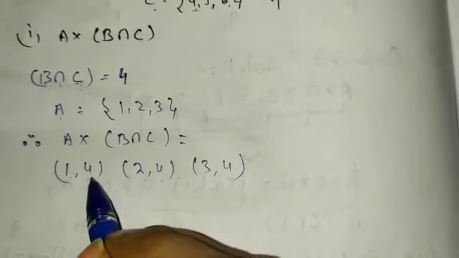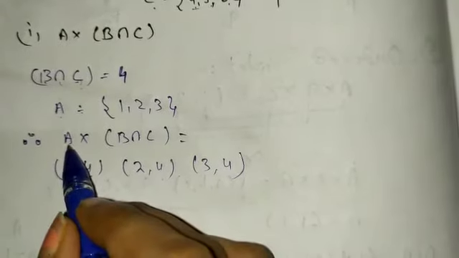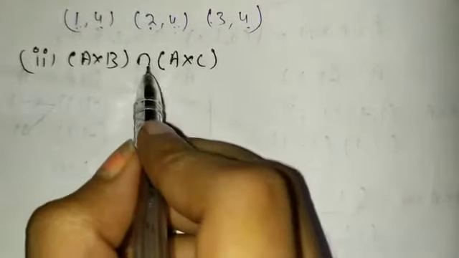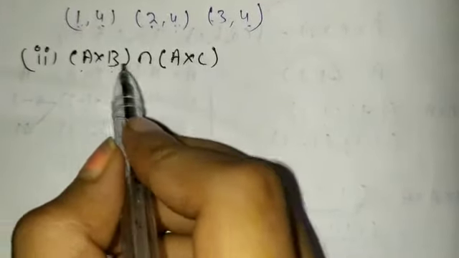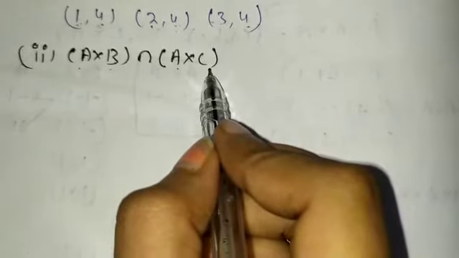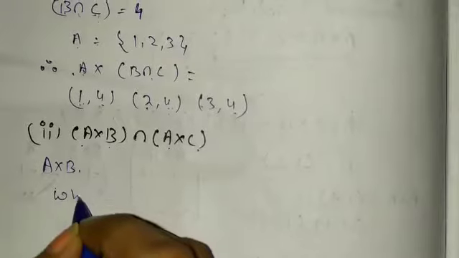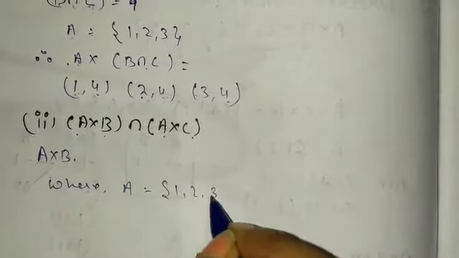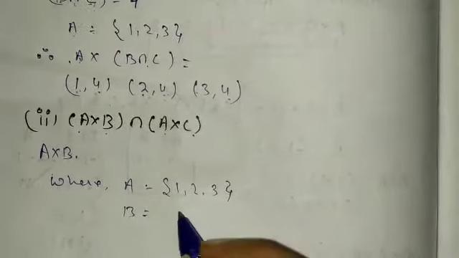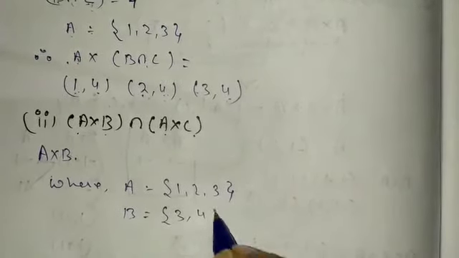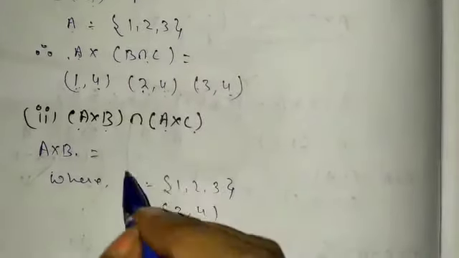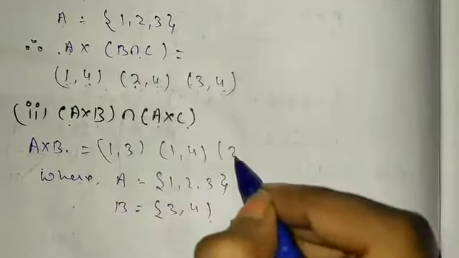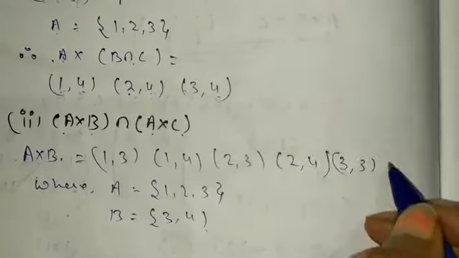Since we know to make an ordered pair, the first element must belong to the first set and the second element must belong to the second set. Second, find the intersection of set A into B and set A into C. So first of all, let's find A into B, where set A includes elements 1, 2, 3 and set B includes elements 3, 4. So set A into B is equal to (1, 3), (1, 4), (2, 3), (2, 4), (3, 3) and (3, 4).